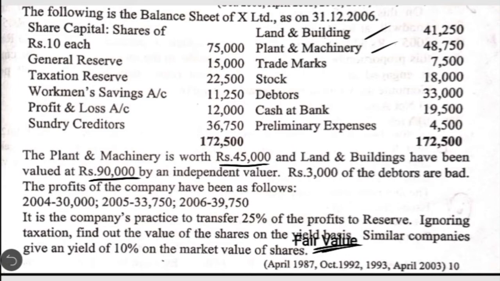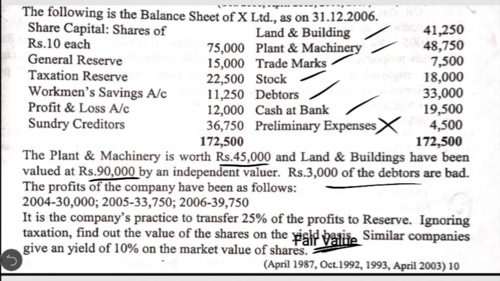Trademarks they have not given anything regarding the present value, so we have to consider the book value itself, that is 7,500. Stock also they have not given present value, take the book value. Debtors, the book value is 33,000, but there is a bad debt to the extent of 3,000 which we need to deduct. The remaining balance would be 30,000. Cash at bank we have to consider 19,500. Preliminary expenses, it's not a realizable asset, don't consider.